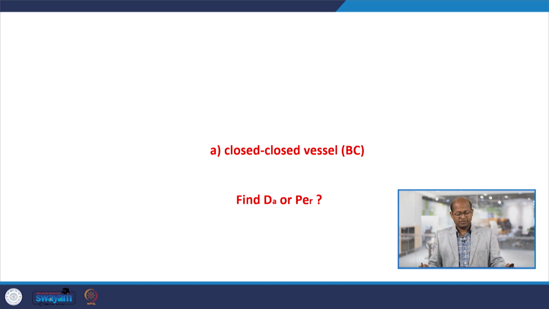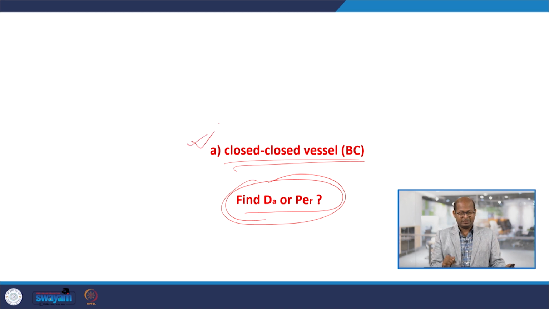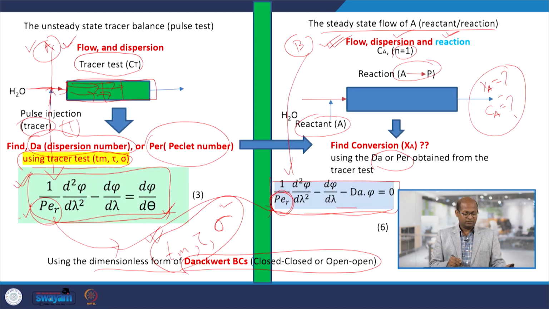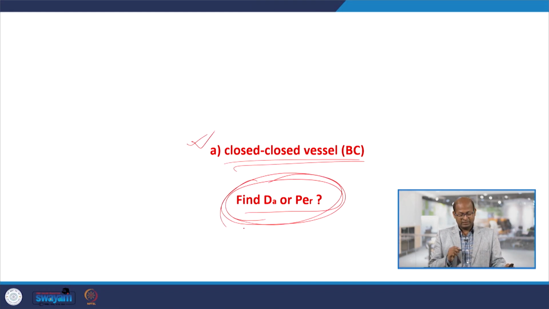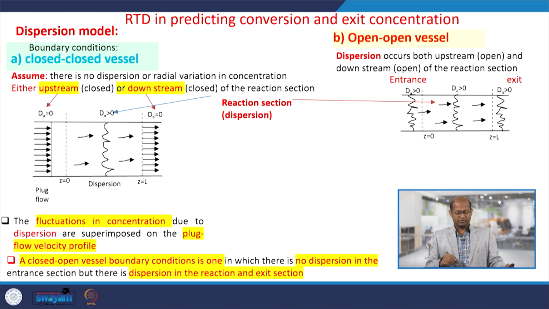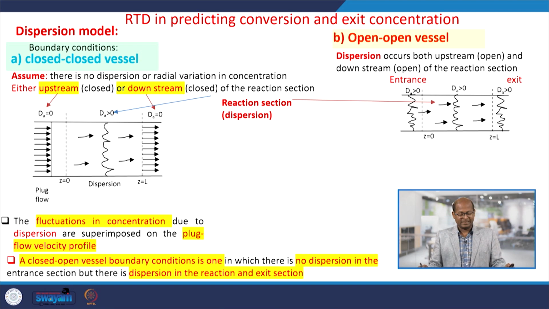When dispersion is there, first we will discuss the closed boundary conditions. To find the dispersion number, on the basis of the tracer test we can apply these boundary conditions to solve equation 3. Once we solve, we can get the dispersion number or Peclet number, which we can use in the second equation, equation 6, to get the dimensionless concentration psi or CA, when the reaction is there, or we can predict the conversion. So, the closed vessel boundary conditions.